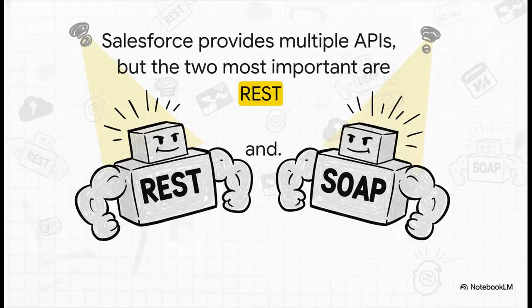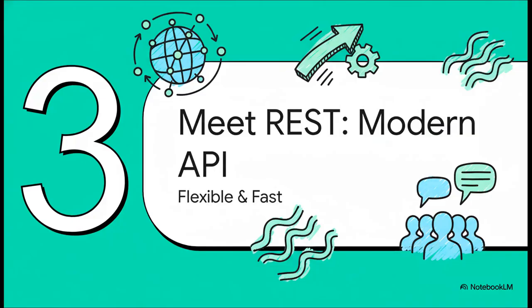Now, Salesforce has a whole bunch of different APIs for different jobs, but for today, we're going to zero in on the two heavyweights. These are the ones you're going to hear about and work with most of the time. They are, of course, the REST API and the SOAP API. Let's start with the crowd favorite, REST. It stands for Representational State Transfer, but don't worry too much about that. What you need to know is that REST is the modern, flexible, and pretty much the go-to choice for almost any new project these days.